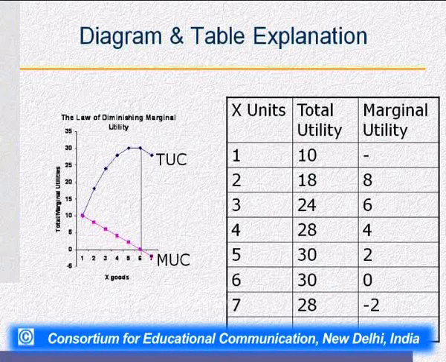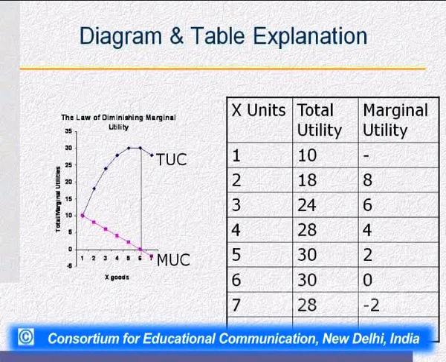Here you can see the same figure with the help of this table, where the blue line shows the total utility curve and the pink line shows the marginal utility curve. On the x-axis we can frame X goods and on the y-axis the utility is expressed. You can see that in the first unit you consume, you get 10, in the second unit you get near about 18, below 20, and then when you consume the third, 4th and 5th unit.